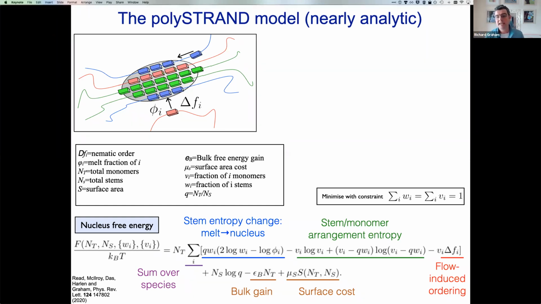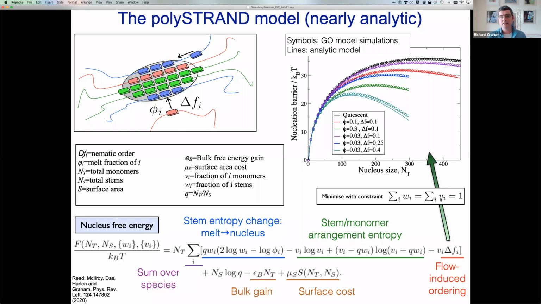And then we want to minimize this free energy with respect to these constraints. So this constraint just says that these are the fractions of stems of a particular species and monomers of a particular species, and both of those have to add up to 1. This constraint just normalizes the system and says that your fraction of monomers has to add up to 1 and your fraction of species has to add up to 1.